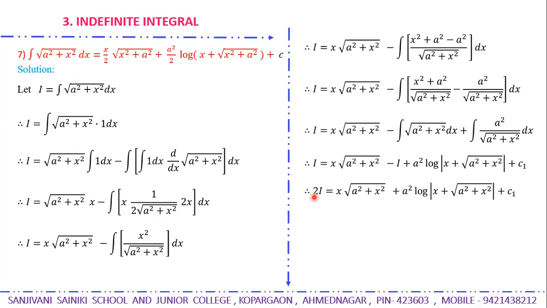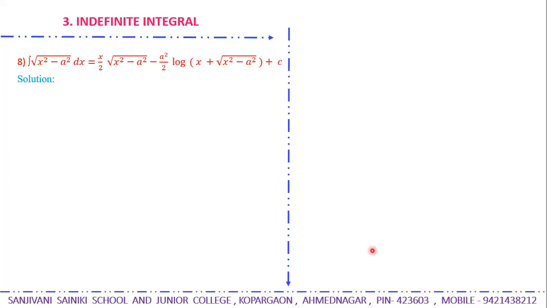Now we will divide this right hand side by 2. You will get I is equal to x upon 2 root a square plus x square plus a square upon 2 log of modulus of x plus root a square plus x square plus c, where c is c1 upon 2. So this is the proof of the second integral.